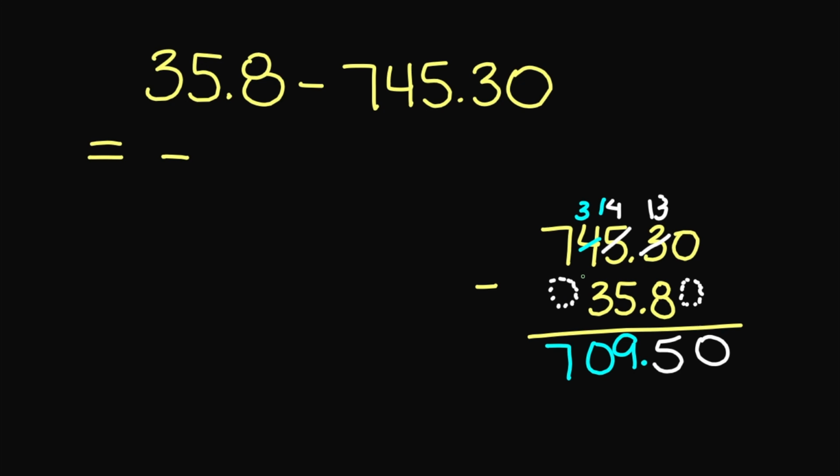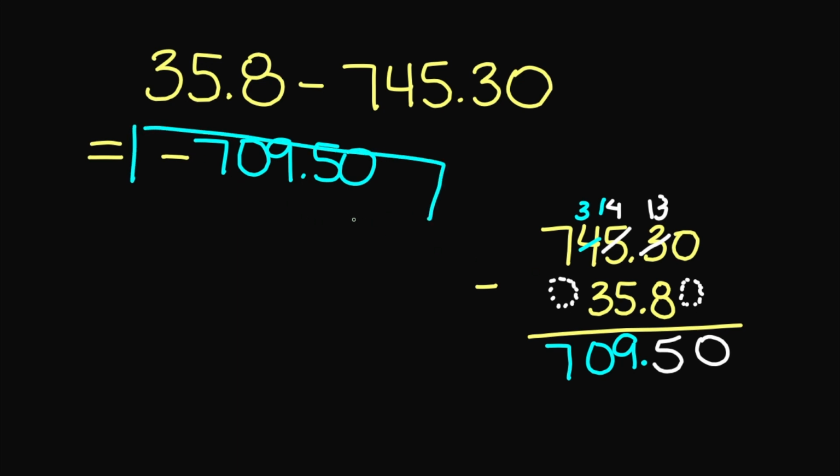So because I have 745.30 minus 35.80, that's going to give me a positive number, 709.50. Same numbers here, except this time I'm going to have a negative 709.50. You're subtracting a larger decimal from a smaller decimal. Whoa.